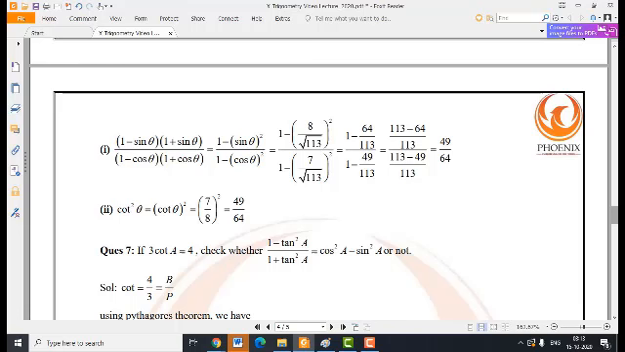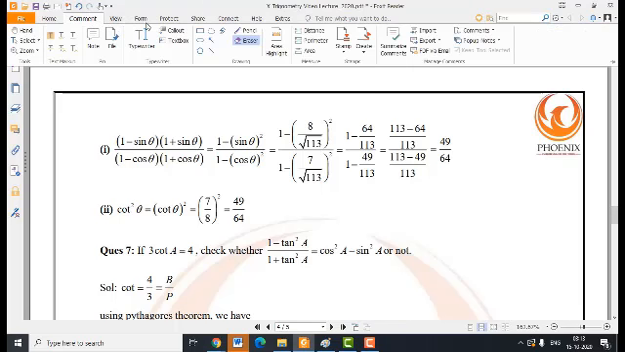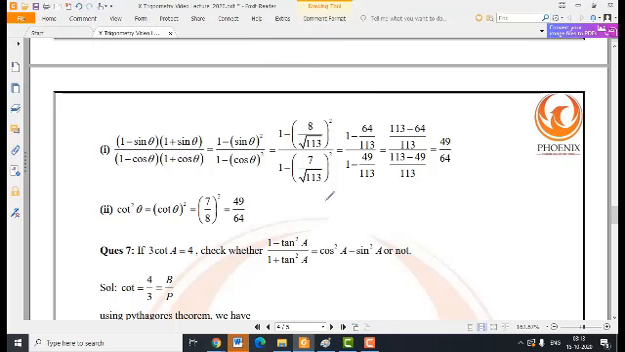Next I want to find the value of cot square theta. Now cot square theta is nothing but cot theta whole square. And what is cot theta? Cot theta is nothing but base upon perpendicular. Base is 7, perpendicular is 8, so it is nothing but 7 upon 8 whole square, which is 49 upon 64, and that is the answer to the second part of this question.